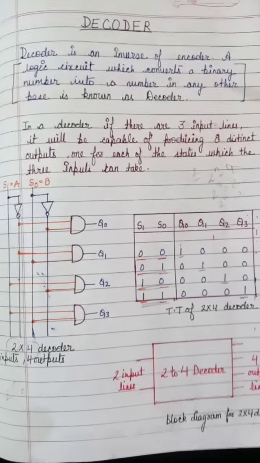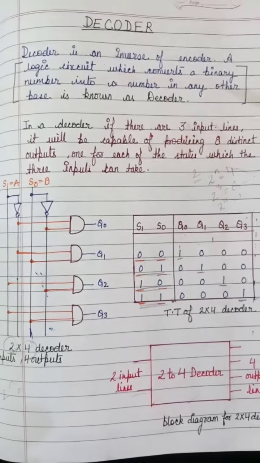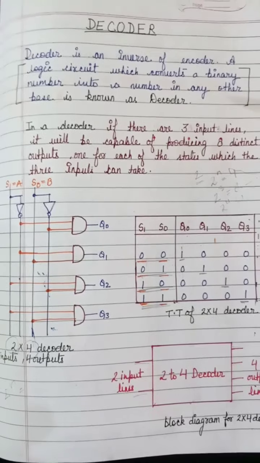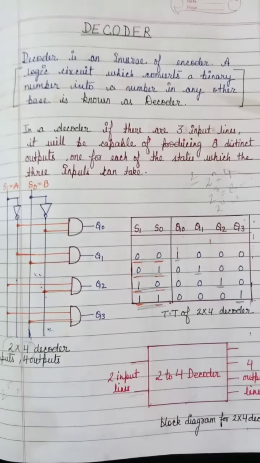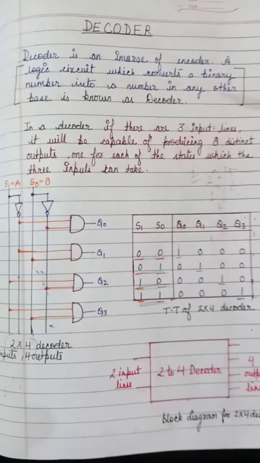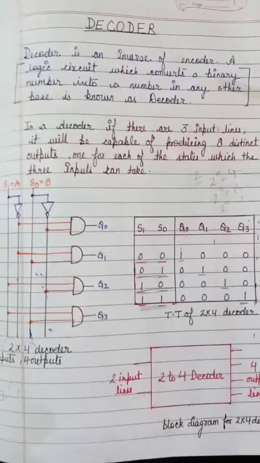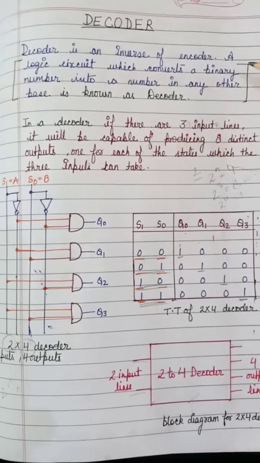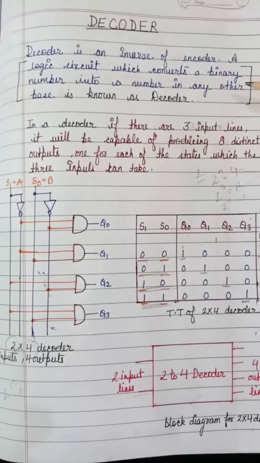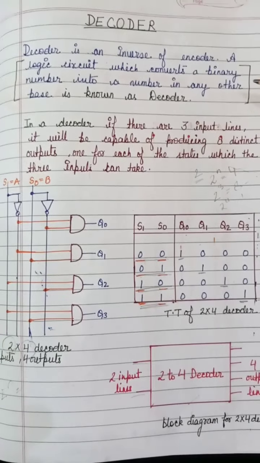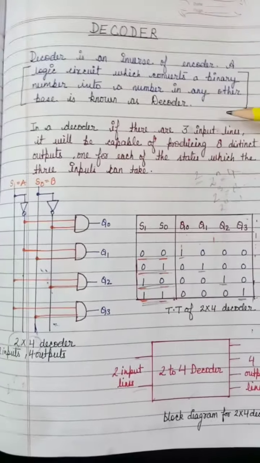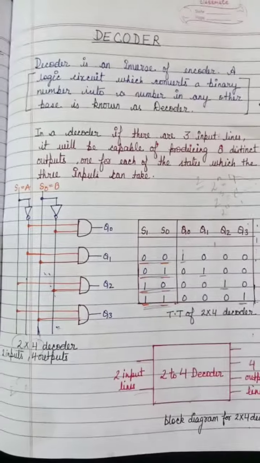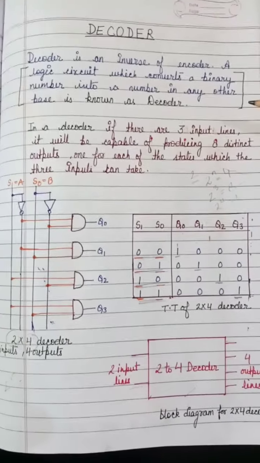Today we'll do decoder. Decoder is an inverse of encoder. It performs the opposite action of encoder. It's a logic circuit which converts a binary number into a number in any other base. For example, from binary to decimal, binary to hexadecimal, binary to octal.